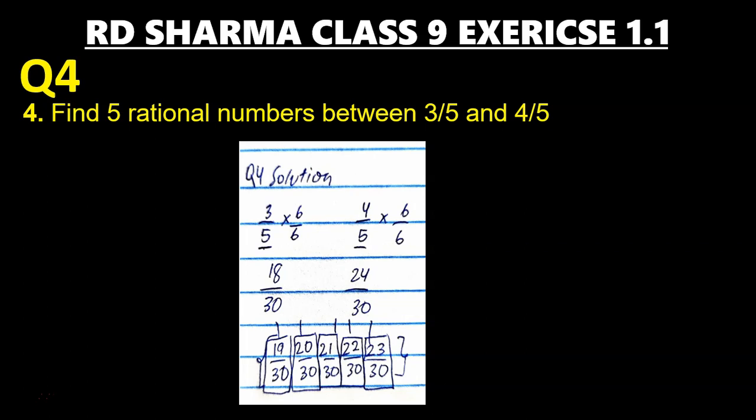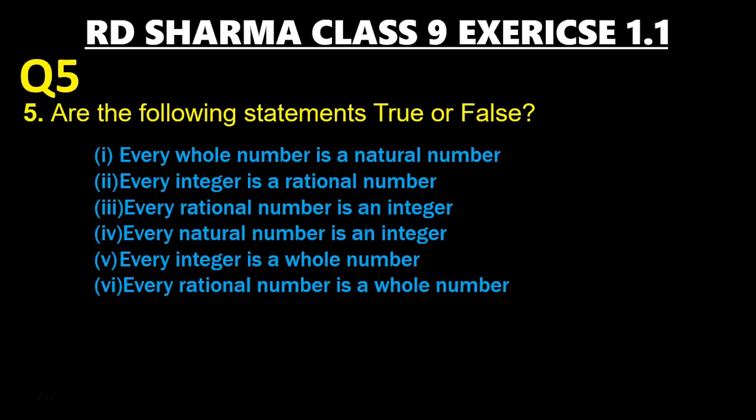18 by 30 and 24 by 30 have exactly 5 rational numbers between both of the numbers, and that is namely 19 by 30, 20 by 30, 21 by 30, 22 by 30, and 23 by 30. So hopefully you guys have understood the solution to this problem.